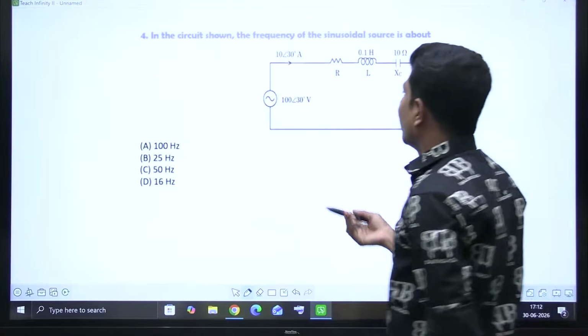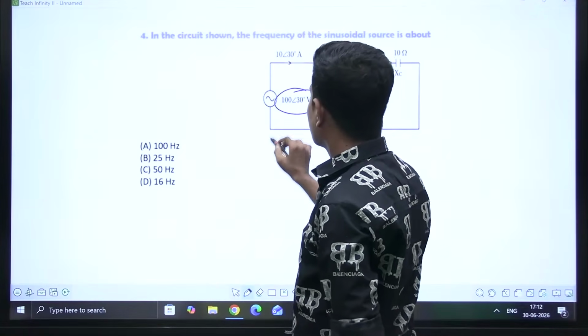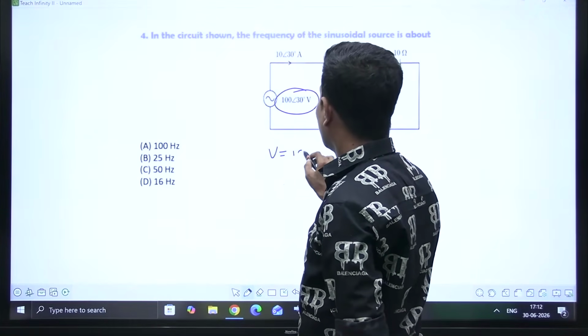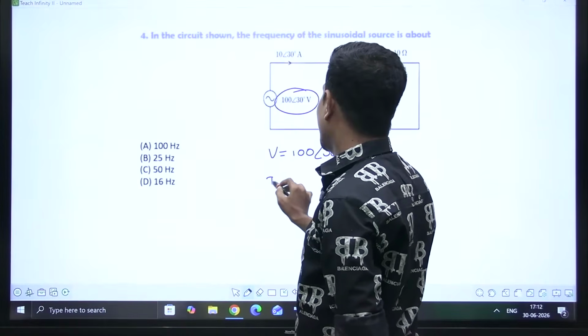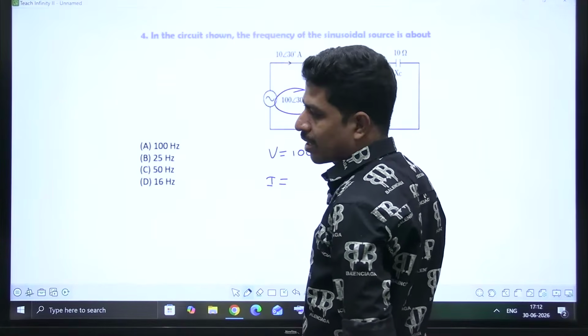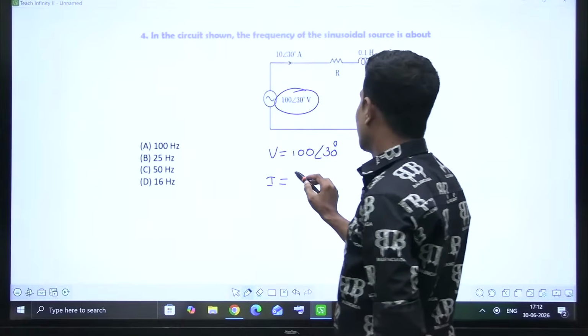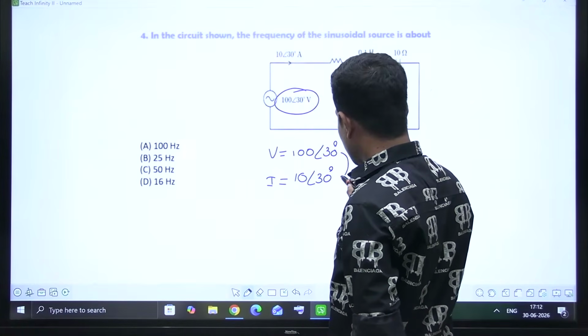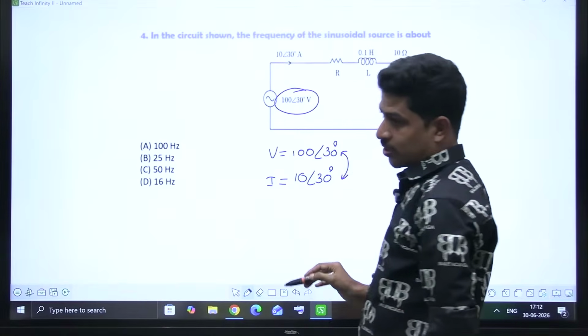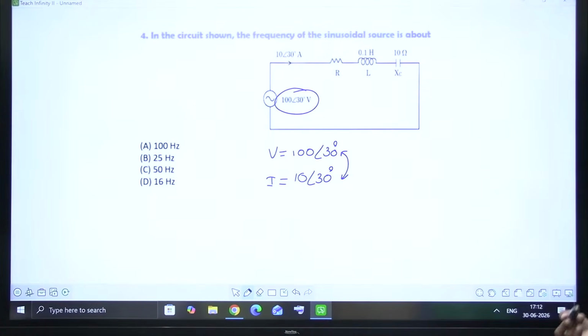Now, if you see, this is the voltage. What is the applied voltage? Voltage applied is 100 at an angle of 30 degrees. Now, the current flowing in the circuit is 10 at an angle of 30. Observe the angles. If you see these two angles, the angle is not changing. In which case will the angle not change? In case of resistance, the angle will not change.